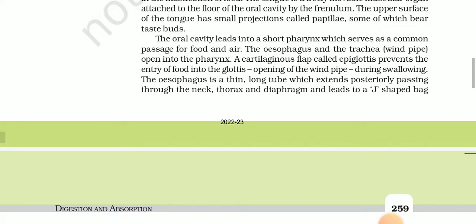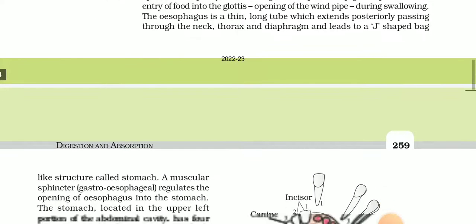So in that paragraph, the oral cavity leads to a pharynx, that is a common passage for food and air, and from the pharynx there are two tubes, that is, one is esophagus and the other the trachea. Trachea is otherwise called windpipe. A cartilaginous flap called epiglottis prevents the entry of food into the opening of the windpipe called a glottis while we are swallowing. And the esophagus is a thin, long tube which extends posteriorly through the neck, thorax, diaphragm, and leads to a J-shaped bag-like structure called stomach.